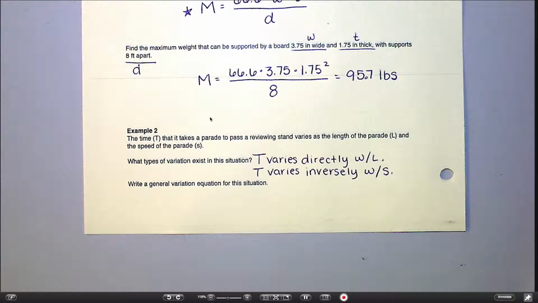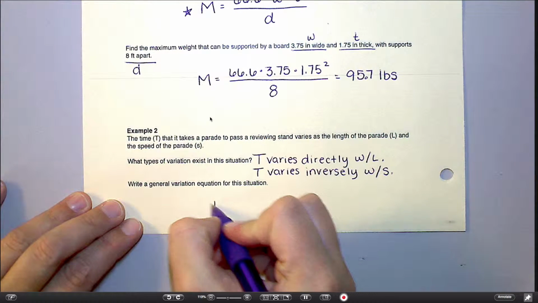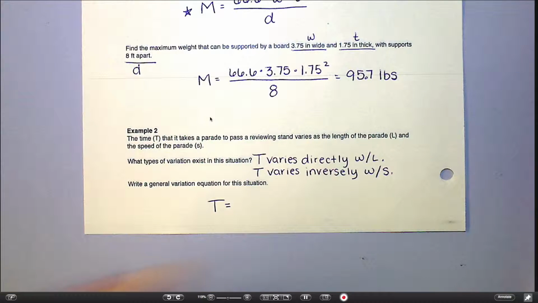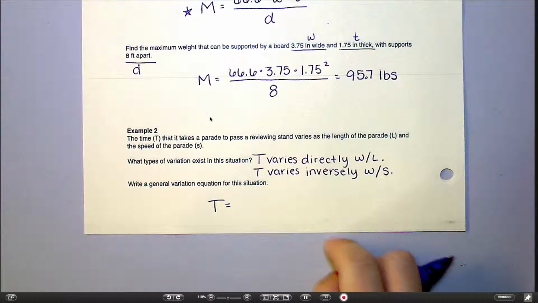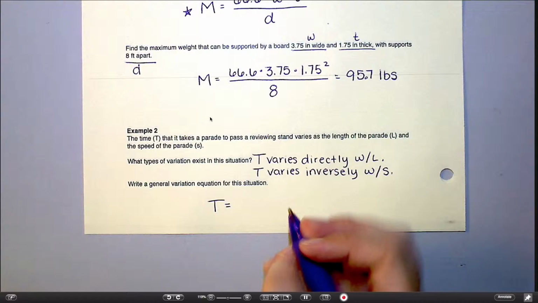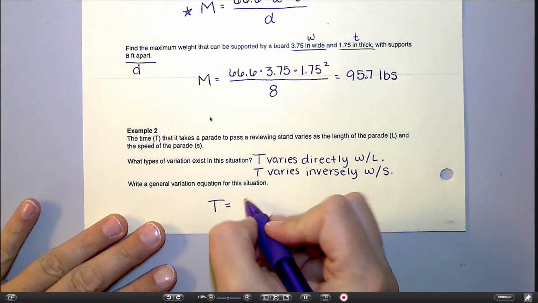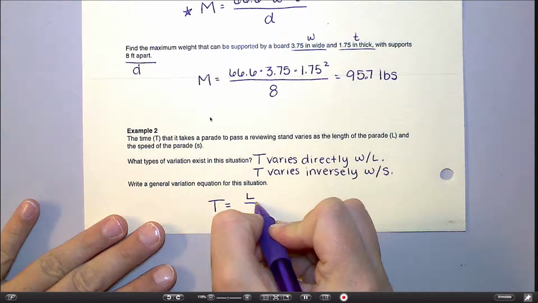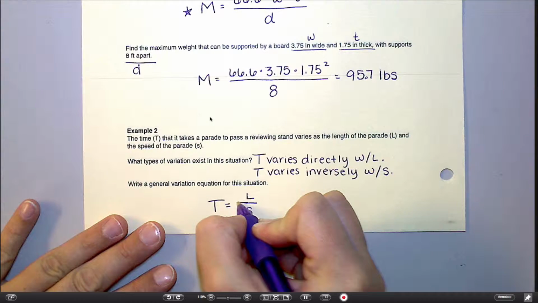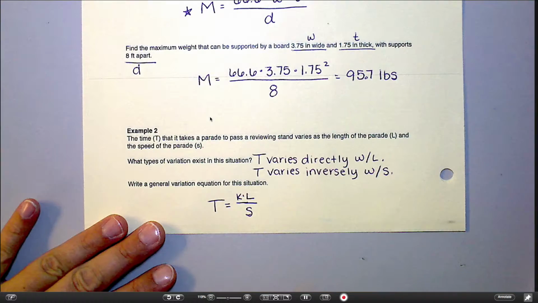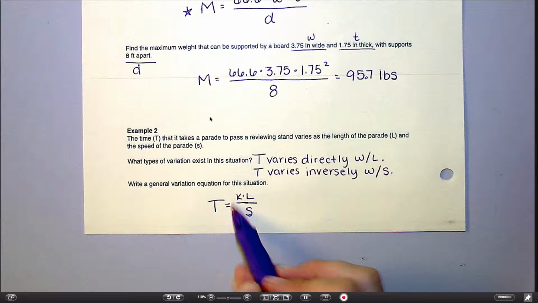So a general variation equation here would be T equals what? How would I put these 2 things together? Drew? L over S. Really close. What am I missing that every variation equation has? K times L over S. There you go. Put your K in there. Yep. Those used to be my initials. Fun.